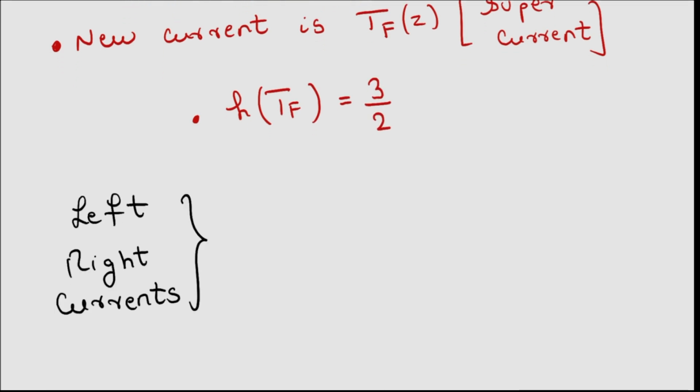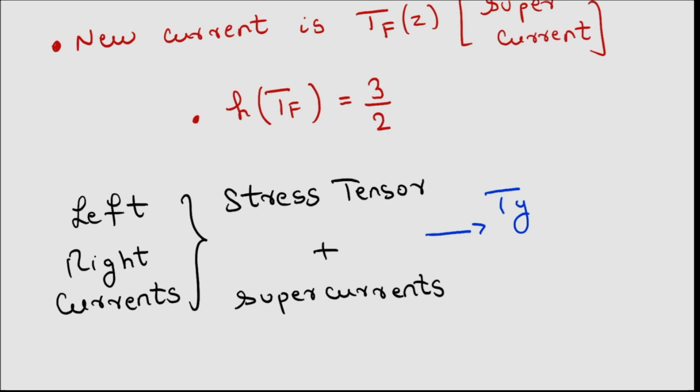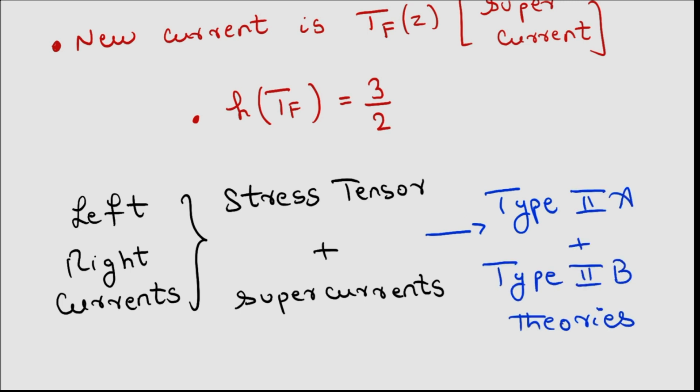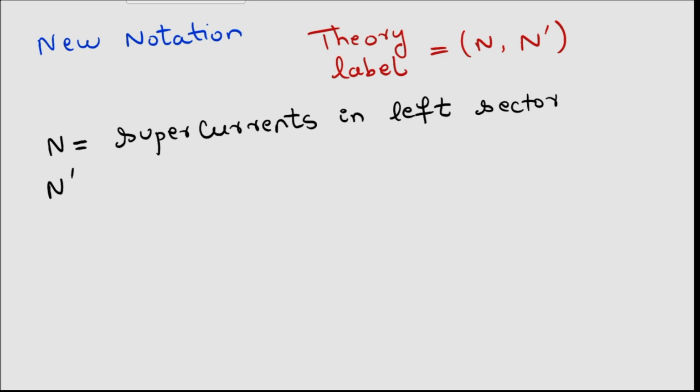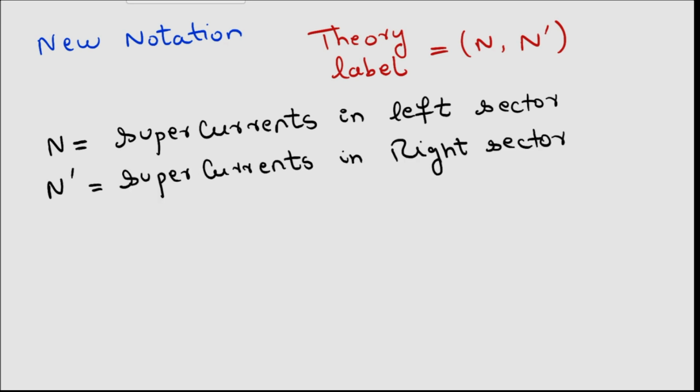If we add stress tensor and supercurrent in both sectors of a string theory, we get type 2 string theories. Both type 2a and type 2b are in this category. They are different in some other regards. Let's develop some convenient notation here. We can label these theories by two numbers, n and n prime. N and n prime tell the numbers of supercurrents that we have in the left and right sectors respectively.